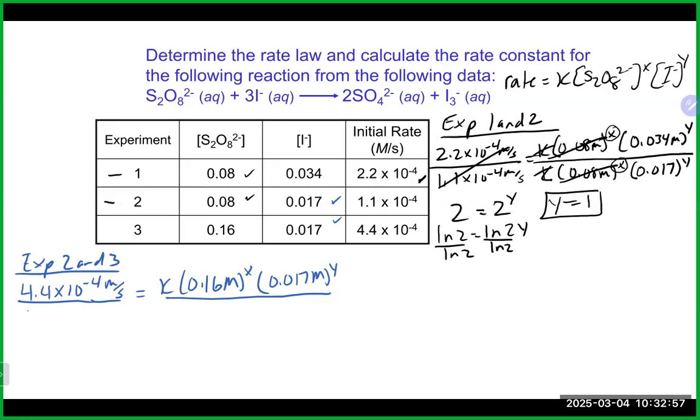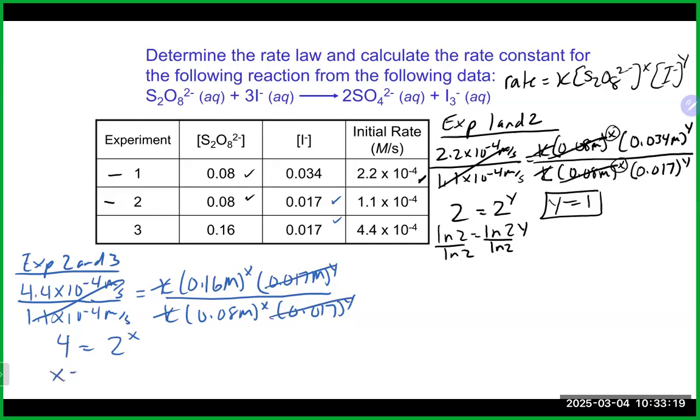And for entry 2 here, 1.1 times 10 to the minus 4 molar per second. We have our k, our 0.08 to the x, and our 0.017 to the y. So it's going to give us a 4. Once again, the k's are going to cancel here. We're going to actually get a 2 to the x, and these guys will cancel. Again, you can hopefully see x is going to equal 2 in this case, which would be our order with respect to our first reactant there.